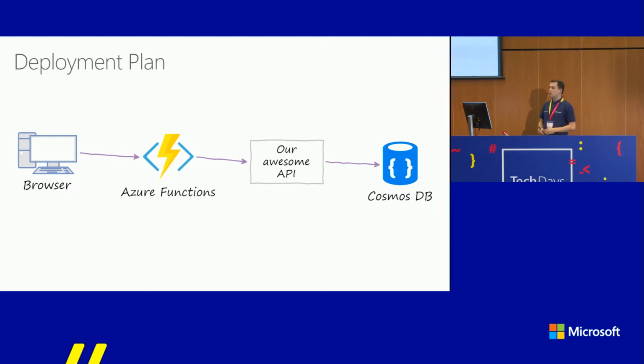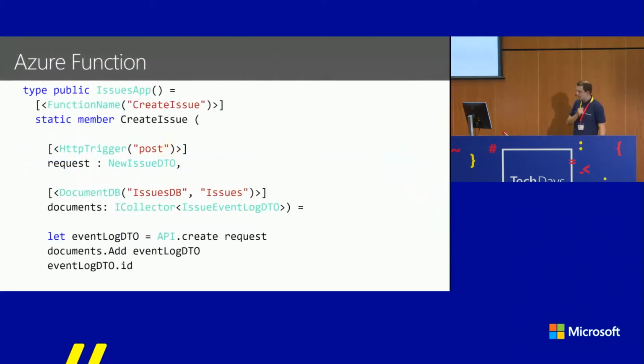And then I want to put the result of my function, so the event log, into Cosmos DB, which is the new name of document DB if you don't know. That's the plan. And that's all the code that I need.